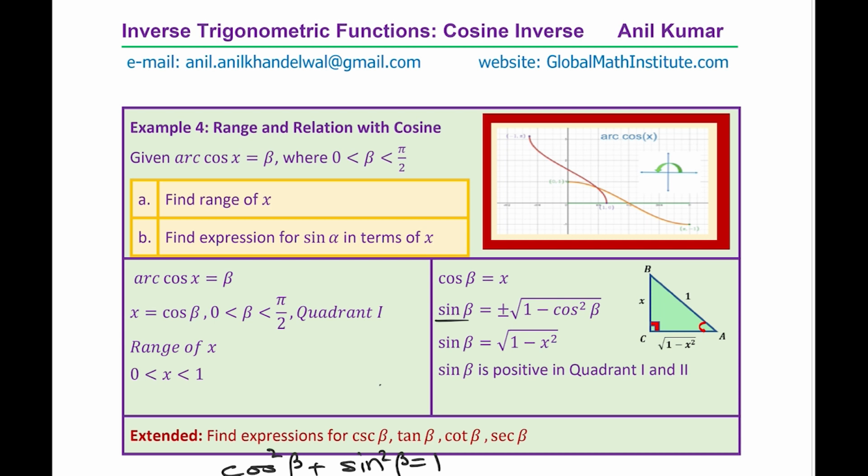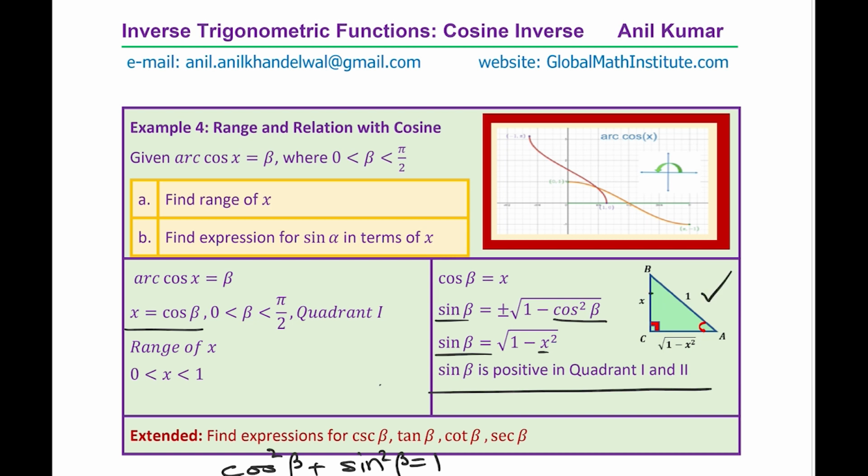Now, since we are talking about quadrant 1, it has to be positive, right? So sine beta will be positive. Cos beta is x. Substituting x for cos beta, we get square root of 1 minus x square for sine beta, and therefore we get our solution, exactly what we did by making a triangle.